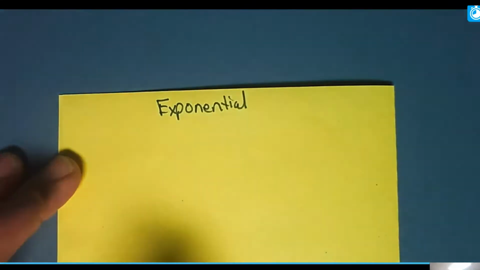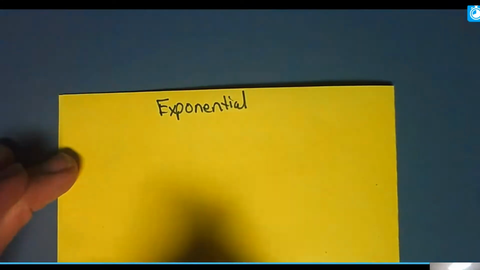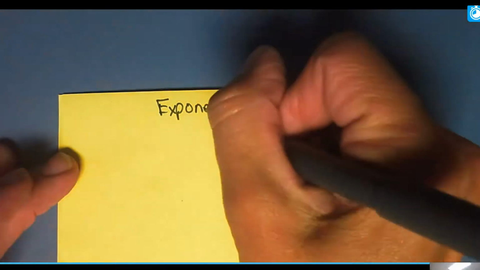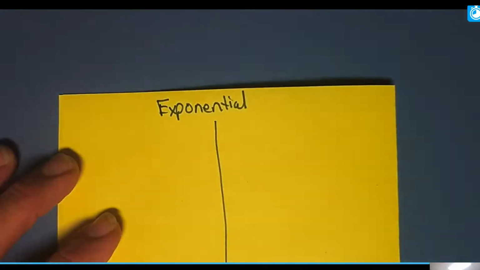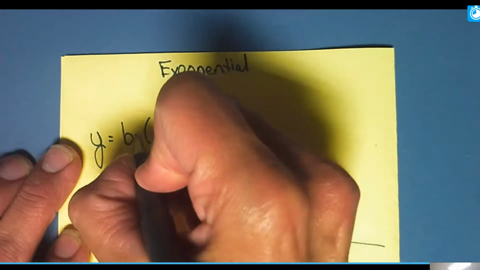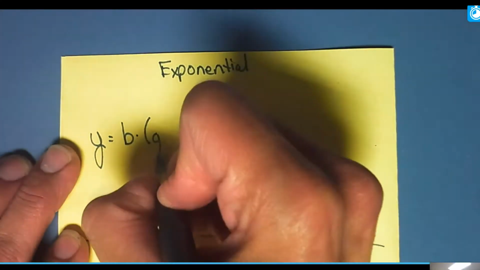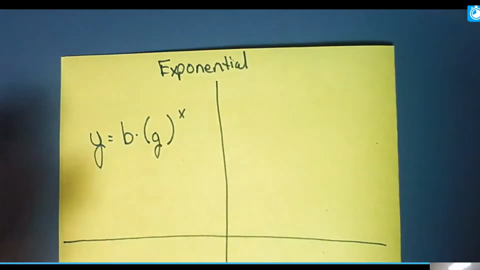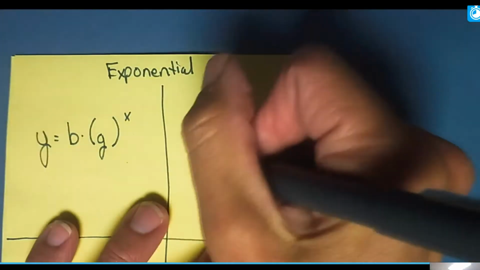And I'm going to kind of put this in 4 parts for now. Notice I did this one, I realized, more room on the bottom. So our exponential equation is going to be y equals b, and then in parentheses, this is multiplying g, and make sure your x is a little exponent.